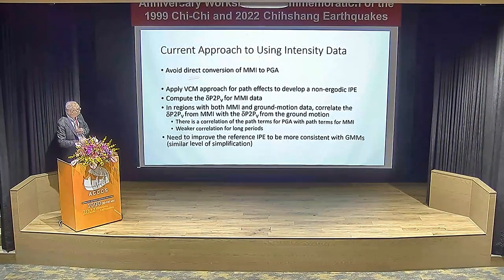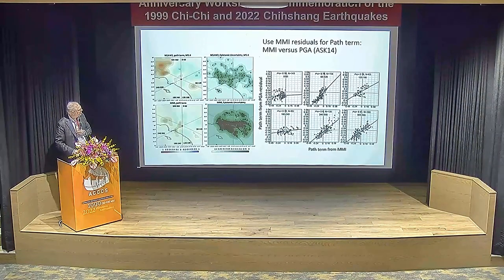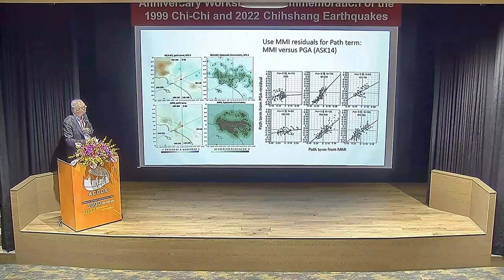Okay, so instead we're going to avoid a direct conversion. We're going to, again, get the path terms from the intensity data, and then we're going to look at the correlations. So here's an example of data from ground motion data, path terms, and intensity, epistemic uncertainty, and then the intensity data. You can see how much denser our sampling is of the intensity, right? We have a lot more measurements here to work with.